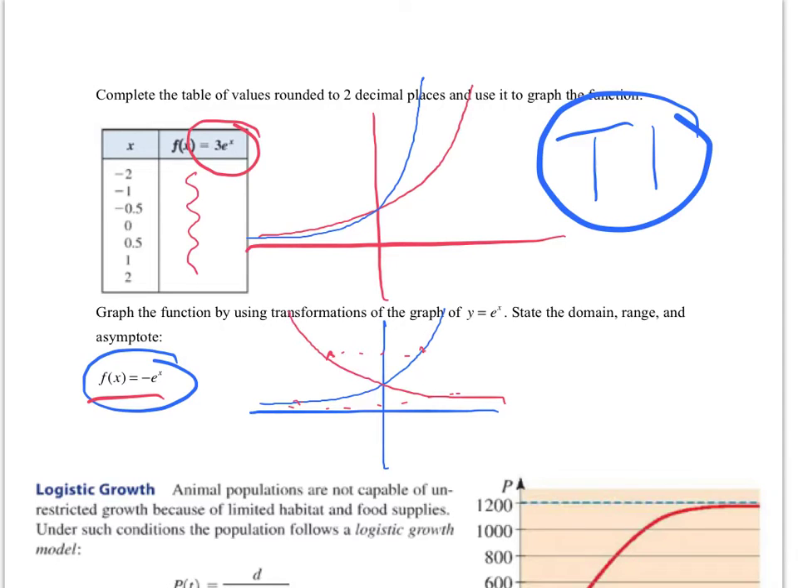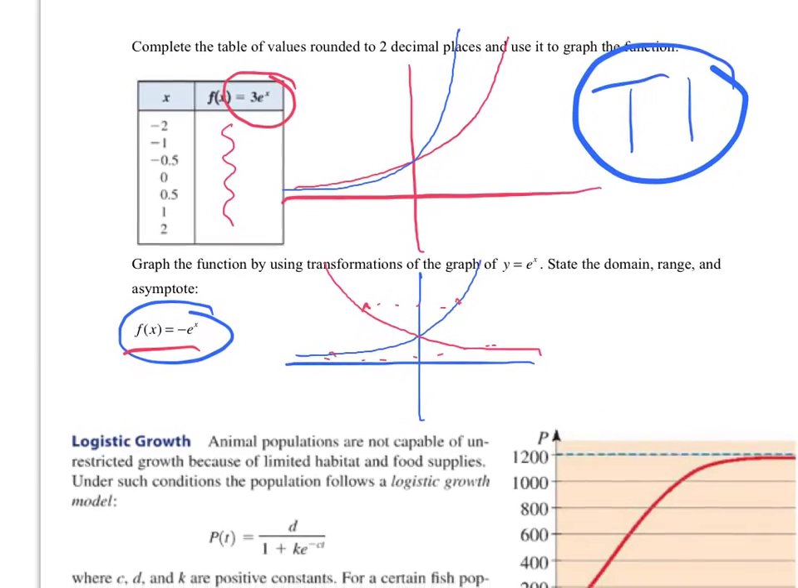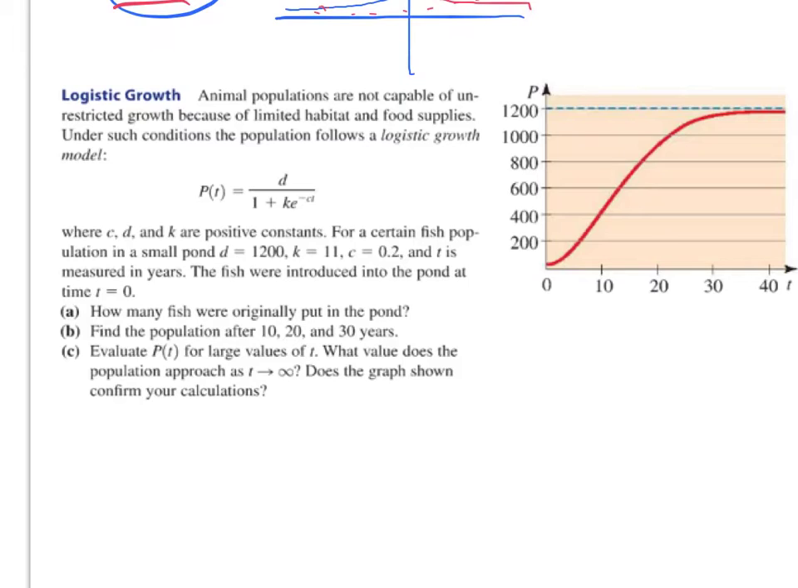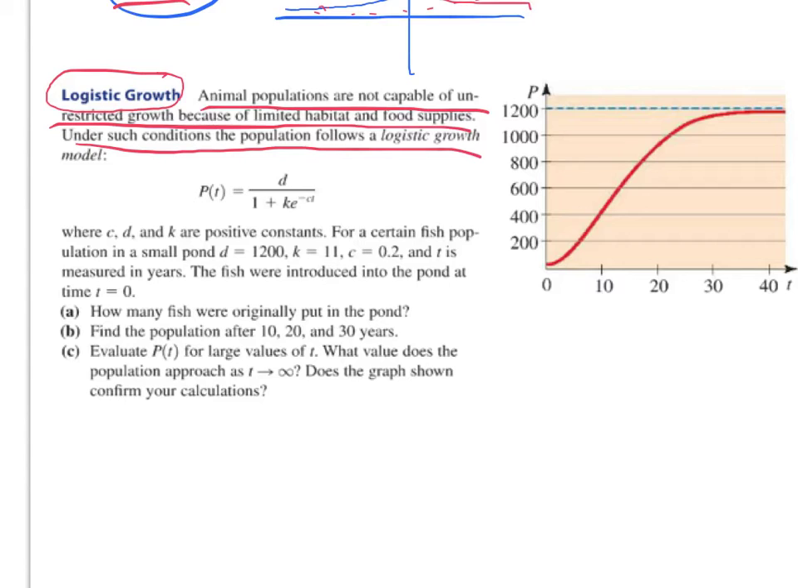Okay, so in addition to just studying the graphs and looking at the function in that sense, we also have the usefulness of this function in certain kinds of problems. This kind of problem is called logistic growth, and it's just a problem where populations grow, but they're not growing in an unrestricted way because of limited habitat and food supplies. Under such conditions, the population follows a logistic growth model, and this is the model. Notice all those constants in there. We're told what every one of those constants will equal, and they're all positive numbers.